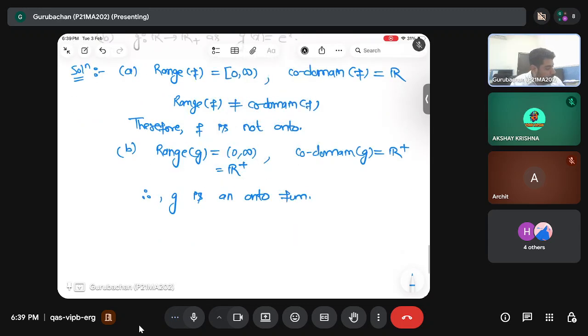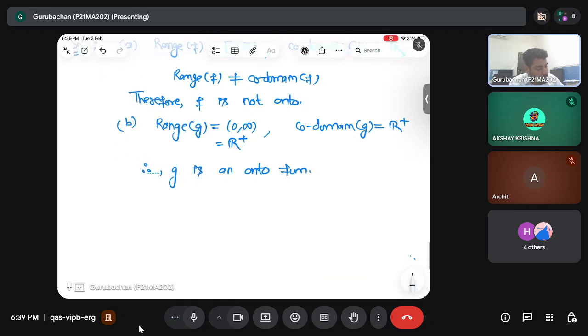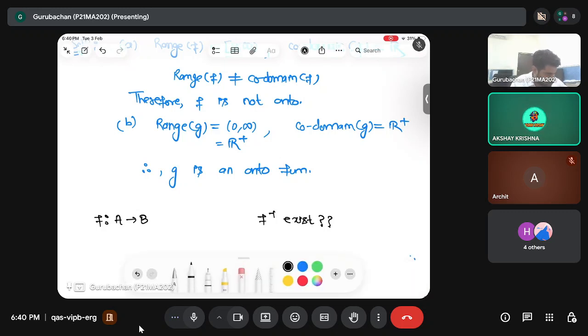Yes, sir. So now tell me, we know about one-one, we know about onto. Can we talk about the inverse of a function? Suppose you have a function f from A to B. Its inverse exists when it is both one-one and onto. Why? Otherwise, it will have more than one inverse value in the domain if you find the inverse.